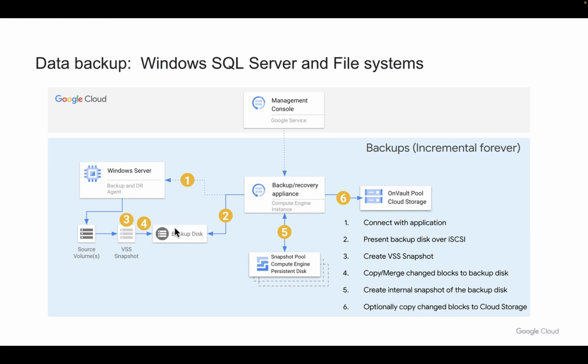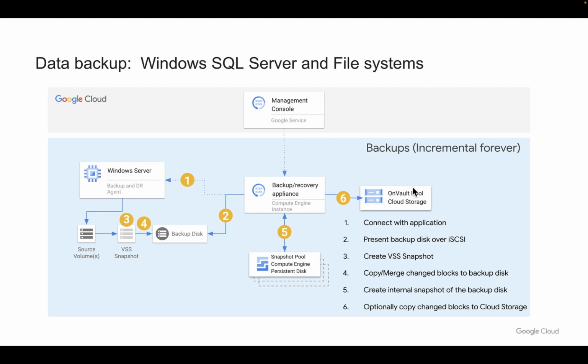The first time we do that is a full copy. The second time is incremental. We merge just the change blocks, which we track using our change block tracking driver. After every backup, we create an internal snapshot of this backup disk, which is effectively our internal backup stored in the snapshot pool. Then optionally, we can copy the blocks, which in the first case would be all the blocks, and in subsequent backups, change blocks, into the on-vault pool, which is effectively our offsite storage in a second location.